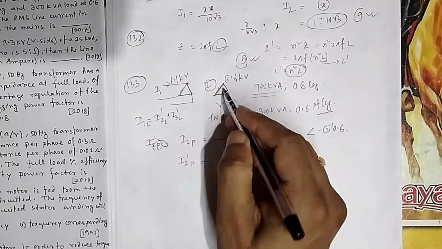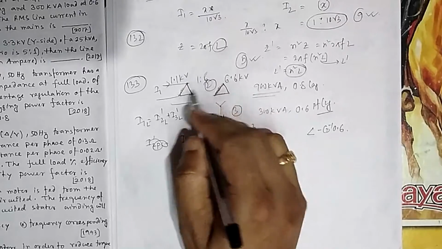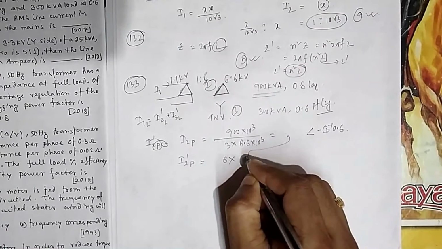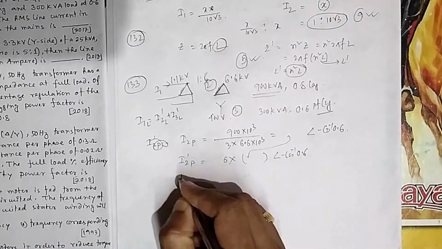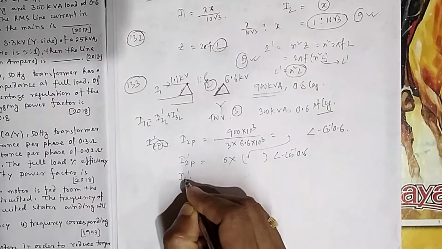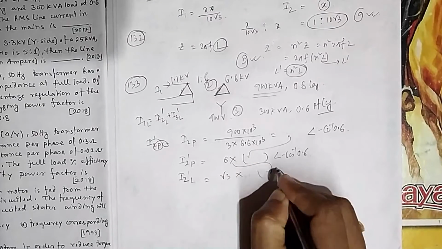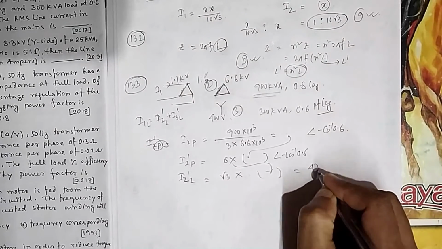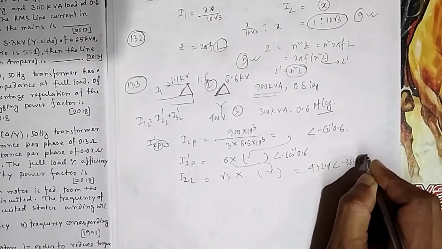What is the ratio? Here it is 1:6. If you are bringing your voltage down, then it is reducing, so current will increase. So it will be 6 into whatever you have got at an angle of minus cos inverse 0.6. And what will be its line contribution? I2 dash line, you multiply by root 3 into whatever you got from here. So if you do all these things, I think you will get 472.4 at an angle of minus 36.86.